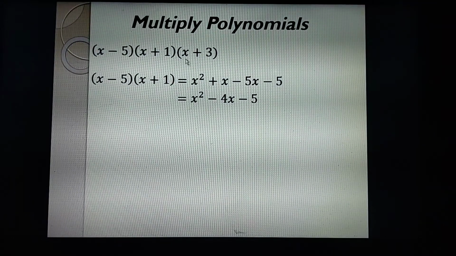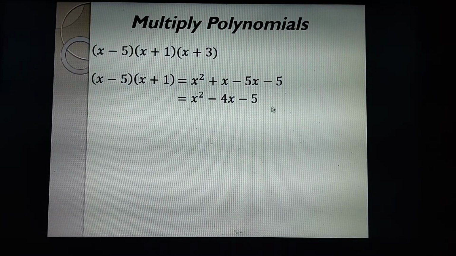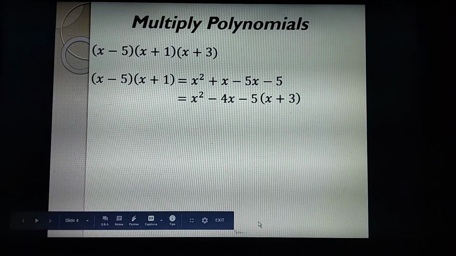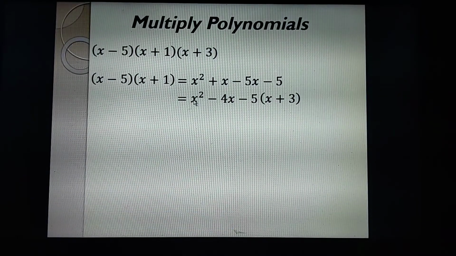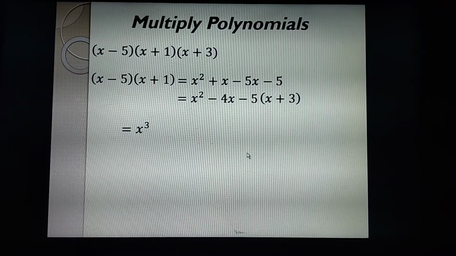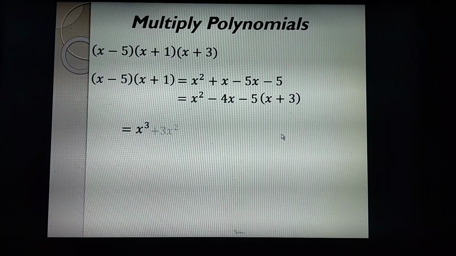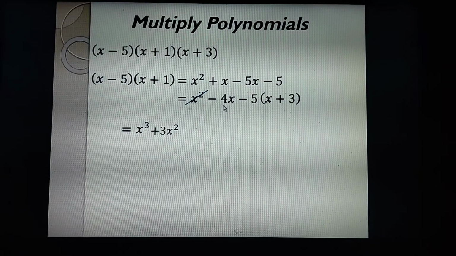Now the only thing I have not worked with is this x plus 3. So I'm going to bring that down here, and now I'm going to multiply that through. So the first thing I'm going to do is distribute my x squared through here. So x squared times x is x cubed. X squared times 3 is 3x squared. And I'm done with that one. I'm going to focus on the negative 4x.